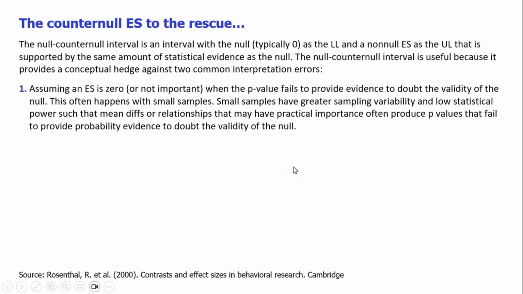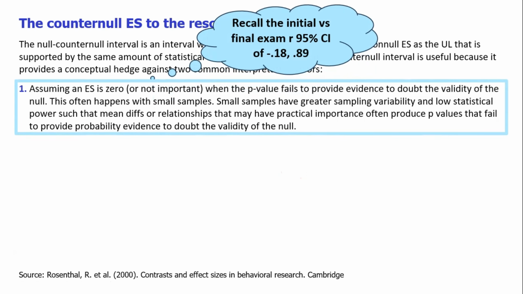And this first interpretation error, if you think back to our confidence interval that we have for our example, we have the 95% confidence interval of minus 0.18 to 0.89, which is a fairly wide interval. But remember, we only had 9 people. And so this is what we're talking about. We have a small sample where we are including 0 in that interval.